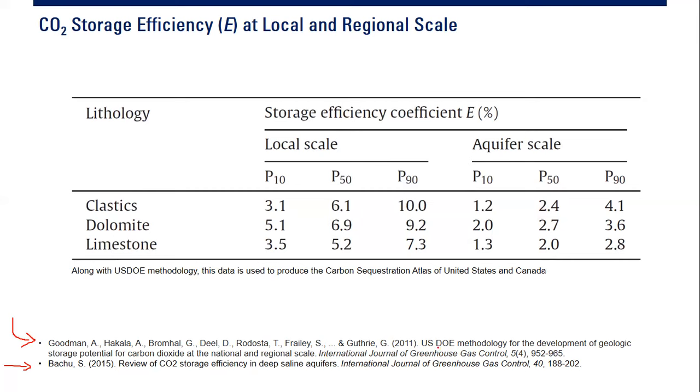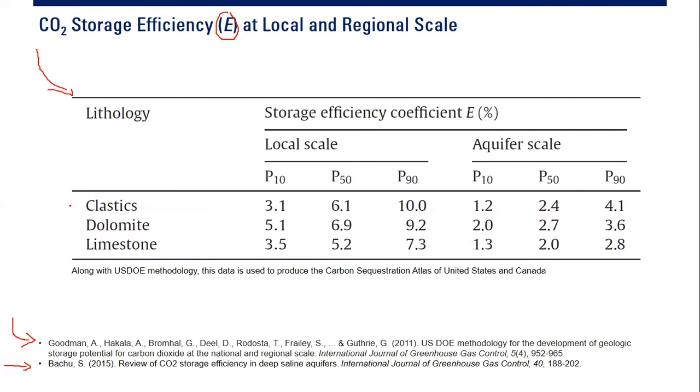All right, so here we have CO2 storage efficiency, denoted as E, at local and regional scale. Again, it's about aquifer. So local scale aquifer and regional scale aquifer. So notice we have this table. The first column, we have types of lithology. So clastic aquifer, dolomitic aquifer, and aquifer from the limestone.